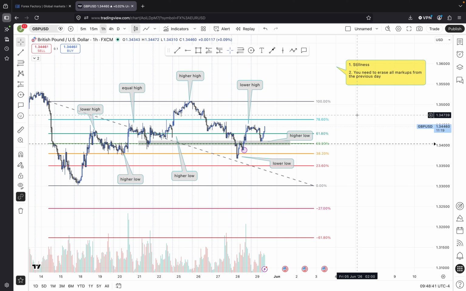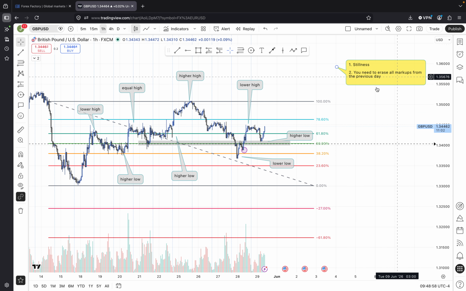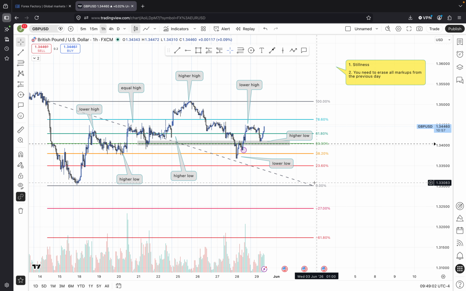And the reason why is because I don't want you to be eager when you get to the charts. I don't really want you to be eager. I want you to be even. That's what I want. I want you to be completely even to where you are open and receptive to whatever is going on. And then from there, you need to erase all the markups from the previous day. I mean, everything. Remark it all up.